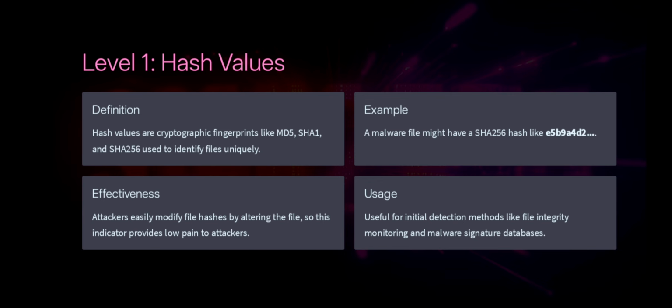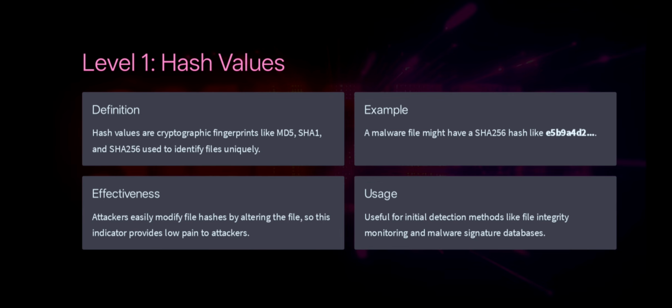Examples of common hash algorithms. MD5, 128-bit hash, fast but collision-prone. SHA-1, 160-bit hash, better than MD5 but now considered insecure. SHA-256, 256-bit hash, part of the SHA-2 family, widely used and more secure. Hash values in the Pyramid of Pain.